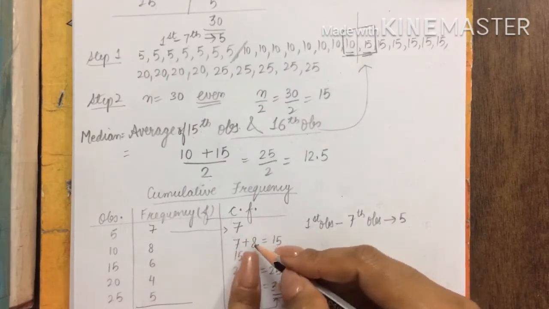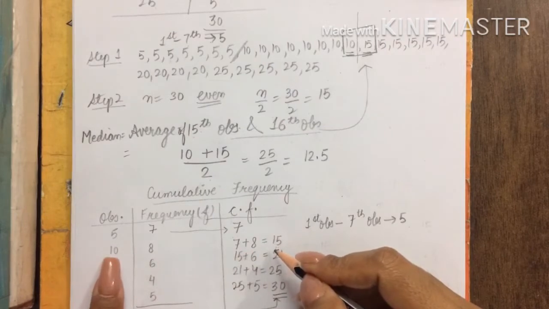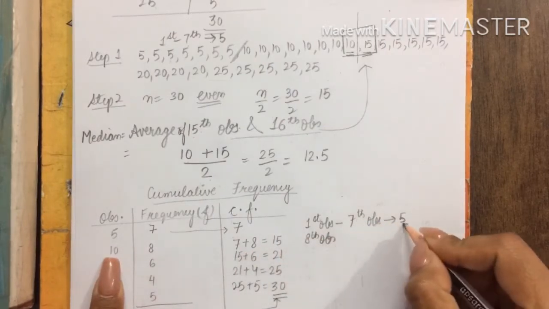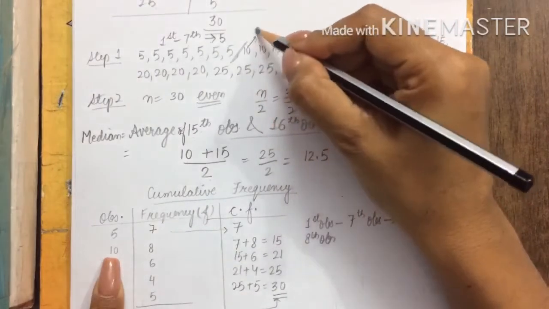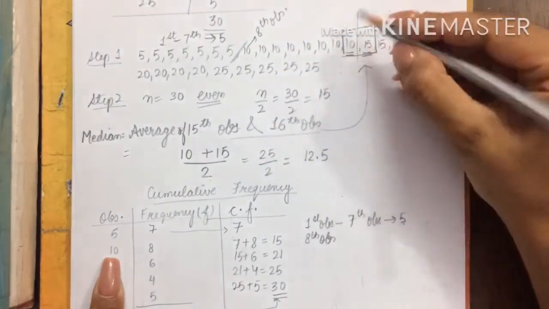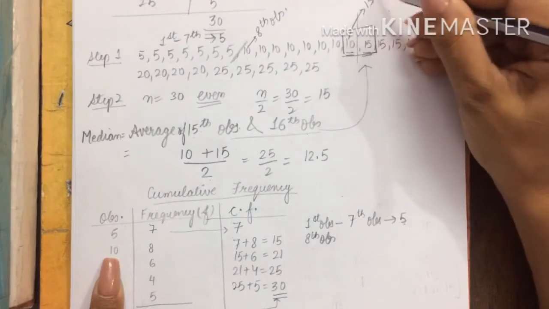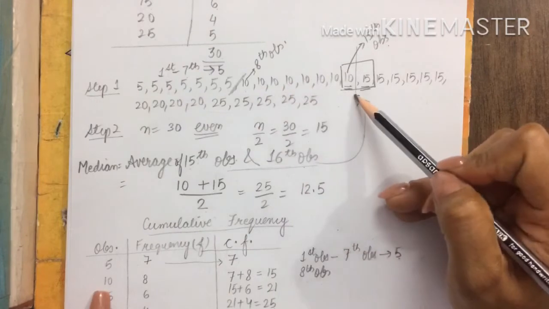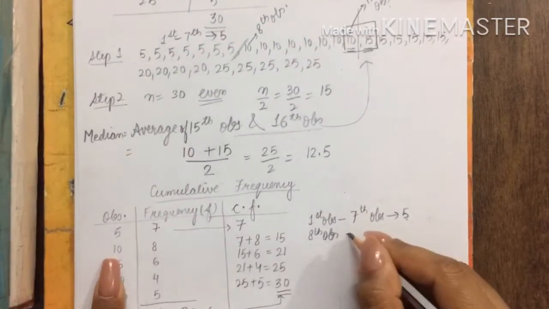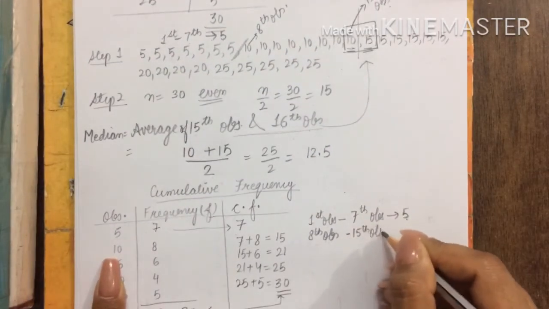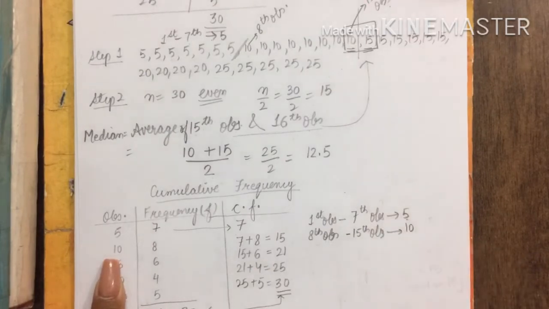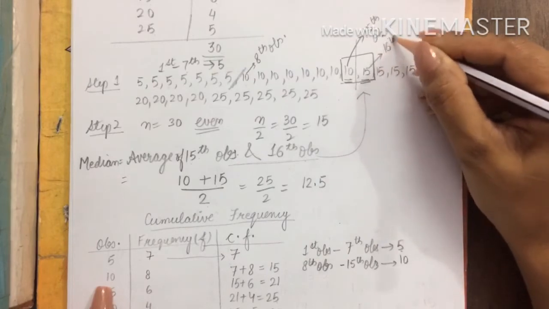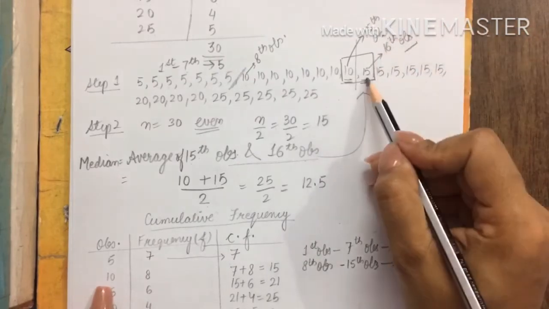After 7, the next 8 observations are 10. So that means 8th observation. Till 7th observation I have 5. So from here it is the 8th observation. So this is the 8th observation. This is the 15th observation. So 8th observation to 15th observation I have 10. Then after the 15th observation, 16th observation is 15.